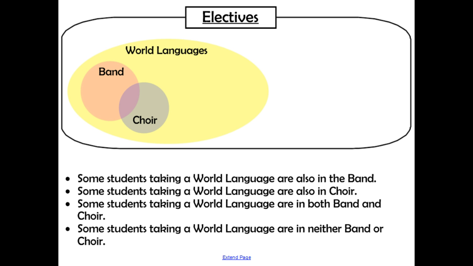In this type of Venn diagram, we have the band and choir overlapping, but they're both fully inside of the world languages. So we have quite a few statements. Some students taking a world language are also in band. Some students taking a world language are also in choir. Some students taking a world language are in both band and choir, and some students taking a world language are in neither band or choir.